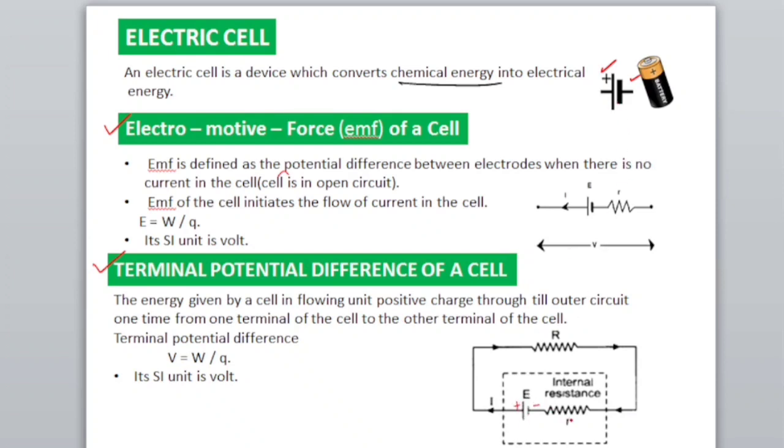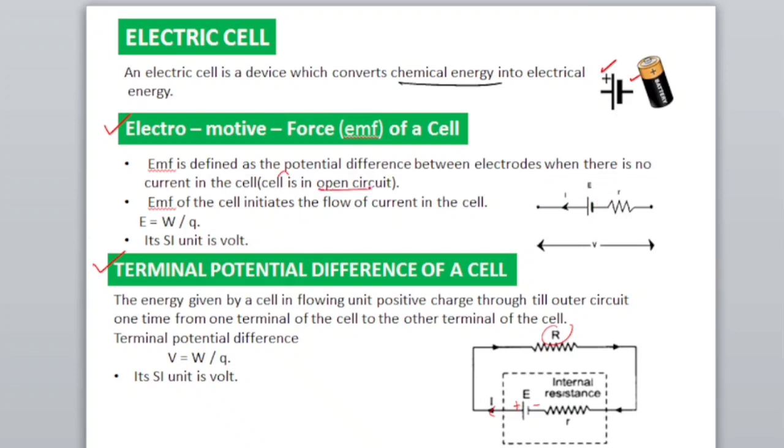It has internal resistance small r, and current I is flowing through this circuit when the circuit is closed, with external resistance R. These are different terms. What is the EMF of a cell? This is a cell having internal resistance r. When it is not connected to the circuit, it means no current is flowing through the circuit.